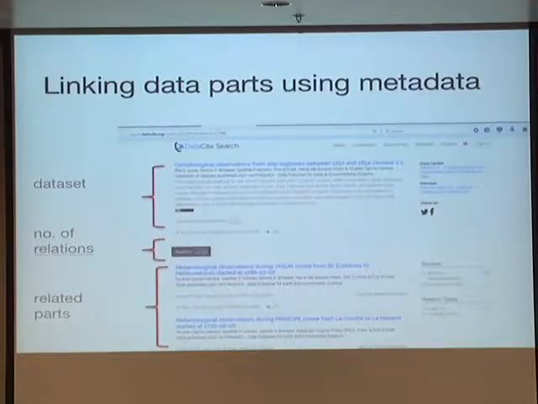Here's another example of linking data parts using metadata. This is something from Pangaea, which is in Germany, which has a lot of earth science data. You can see that this data set at the top has 4,775 related parts. So this is a really good way, if you have these really huge data sets, of bringing all those different parts together using those DOIs and linkages.